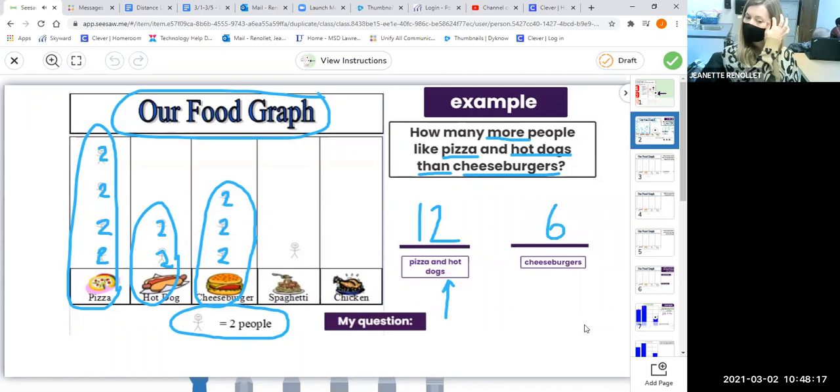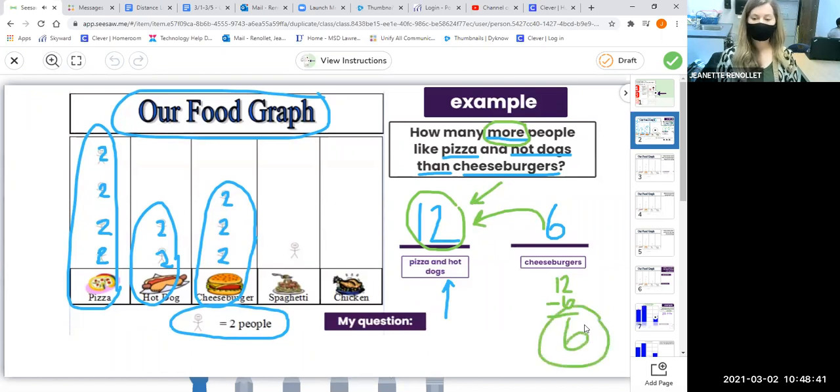So now we're going to compare. I can tell that 12 is greater than 6, but how many more? Notice our question asked how many more prefer pizza or hot dogs. So we can count on from 6 up to 12, or we could subtract 12 minus 6. We know that 6 more people prefer pizza and hot dogs compared to cheeseburgers.